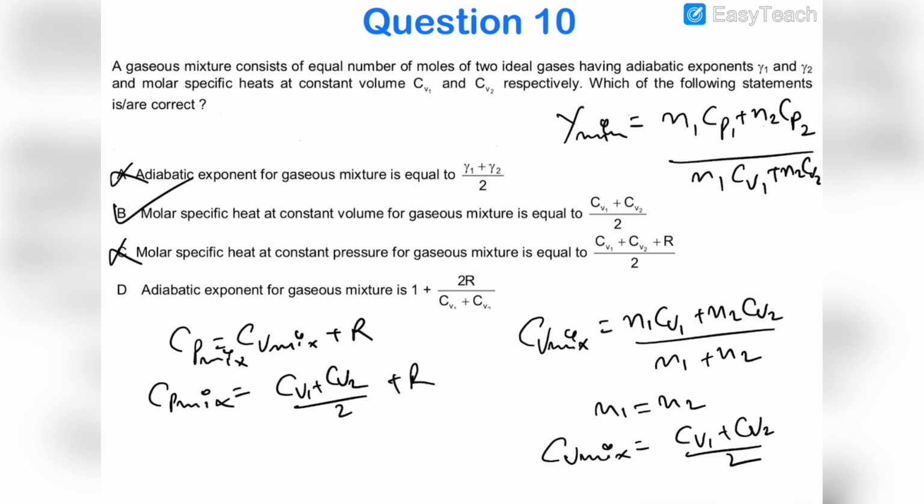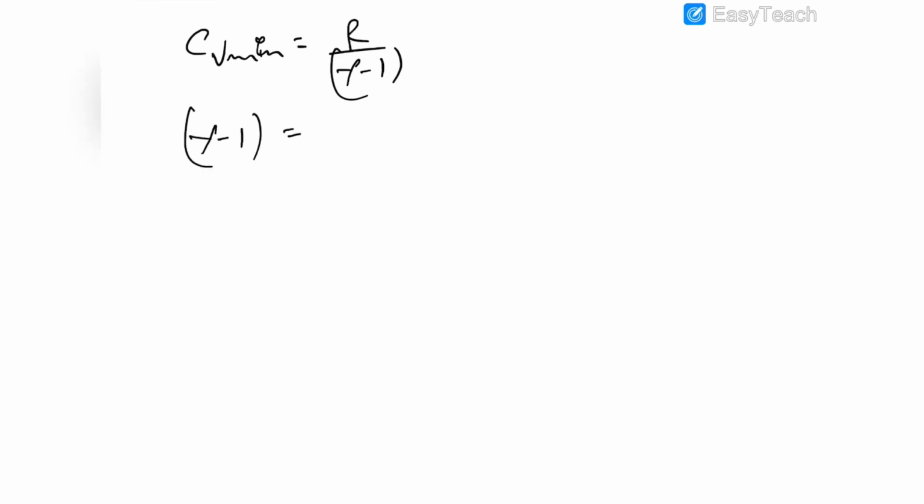So what we can do, we can write down Cv mixture as R upon gamma minus 1. So gamma minus 1 is equal to R upon Cv mixture. Let us write down on the next page. We know that Cv mixture will be R upon gamma minus 1, and gamma minus 1 will be equal to R upon Cv mixture, and gamma will be equal to R upon Cv mixture plus 1.